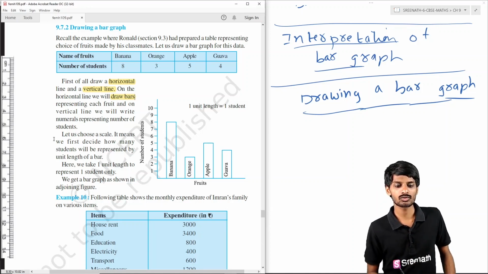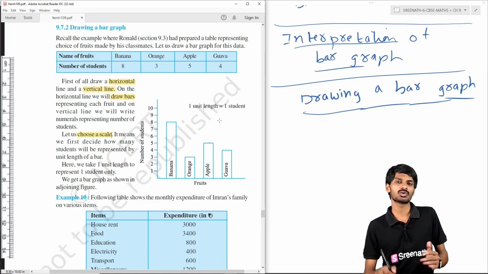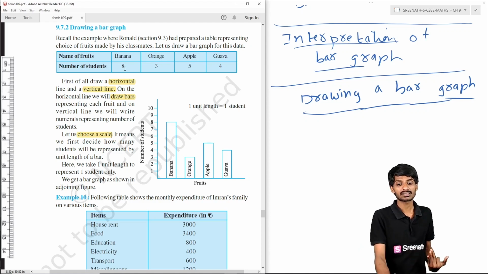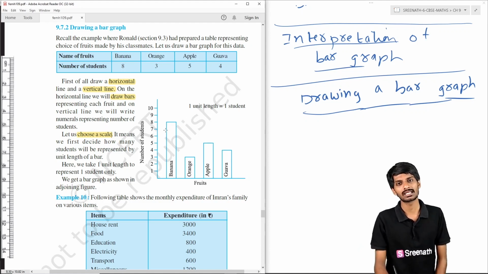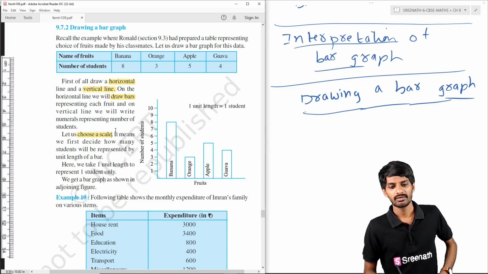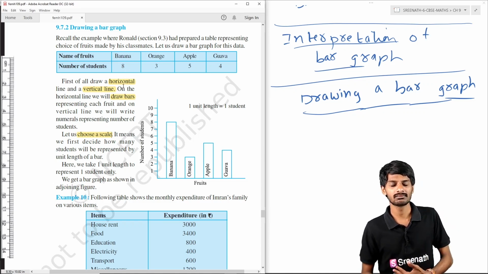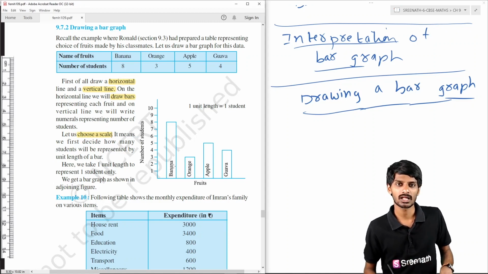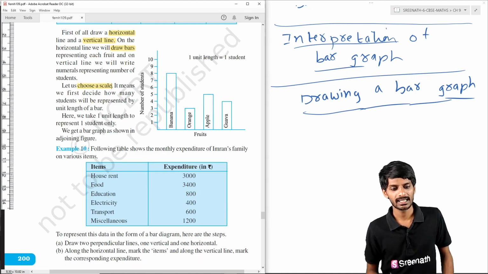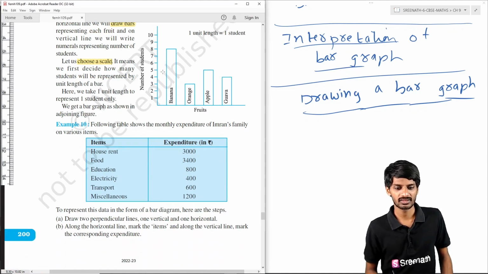So before that we have to select the scale. You can select 1 unit length equal to 1 student. Why? Here the numbers are less than 10 at maximum, so we can take 1 unit length equal to 1 student. If the numbers are reaching around 100, then you can take 1 unit length equal to 10 students, like that. So we get a bar graph as shown in the adjoining figure, students.